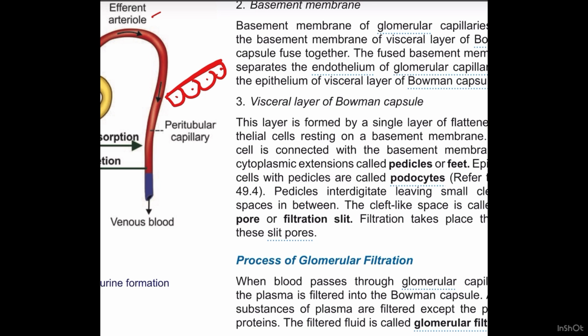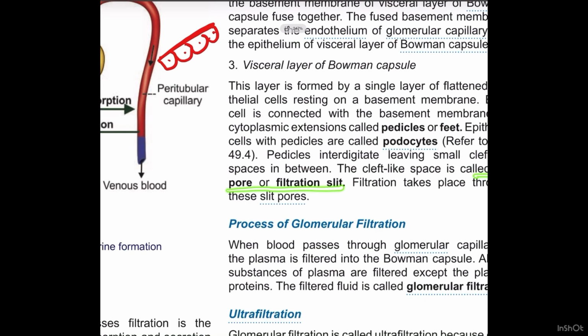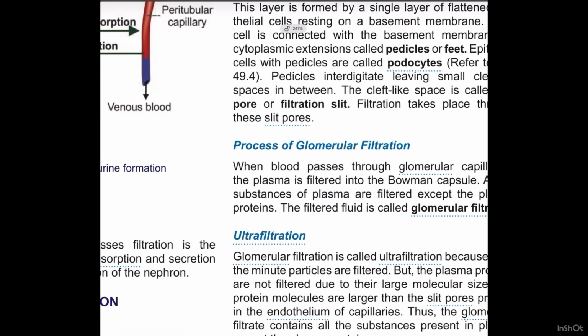And now these cells are called podocytes, which have cytoplasmic extensions. That's what I mentioned to you, like fingers, like projections. Those are called pedicels or feet. And these epithelial cells with the pedicels are called podocytes. The podocytes especially I am mentioning to you are related only to excretion. And podocytes interdigitate, leaving small cleft-like spaces between them. That cleft-like space is called the slit pore or filtration slit. The filtration takes place through the slit pores.